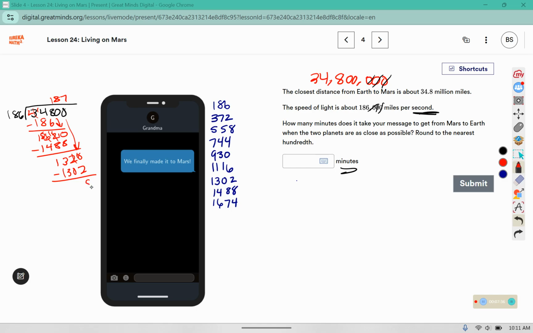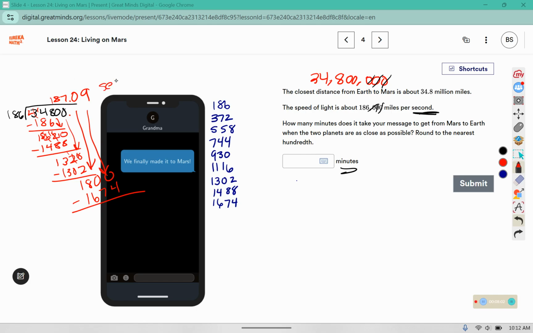10 minus 2 is 8. 1 minus 0 is 1. 3 minus 3 is 0. 1 minus 1 is 0. We can use a decimal. It doesn't fit into 180, but it does fit into 1,800. That is 9 times. And this should be enough for us to approximate.